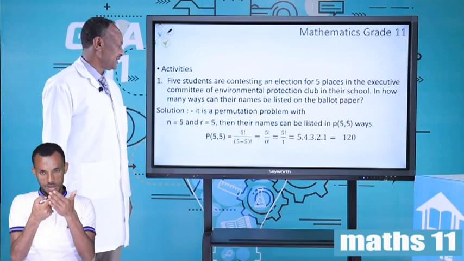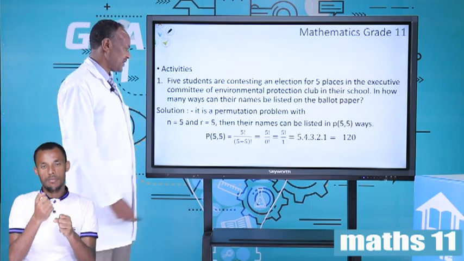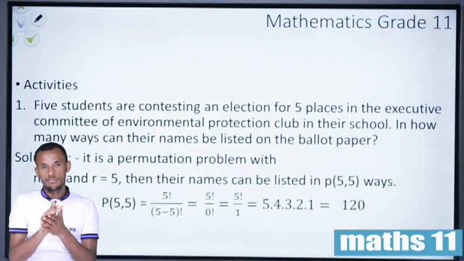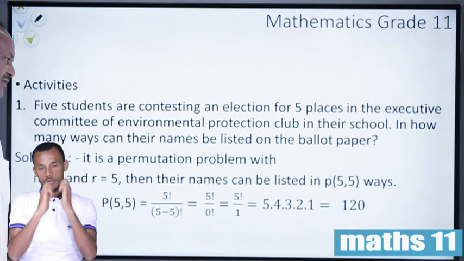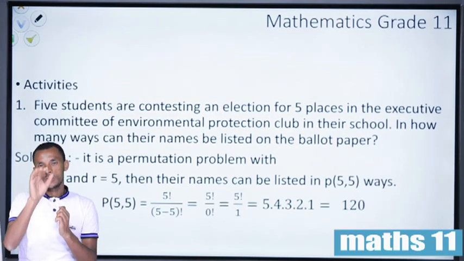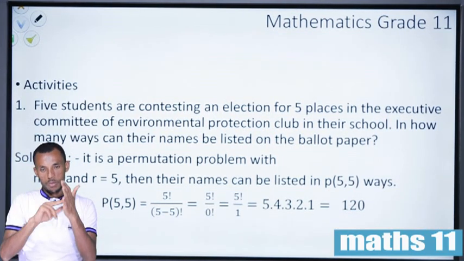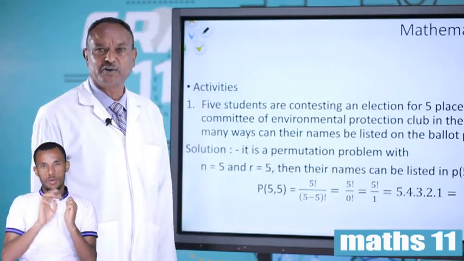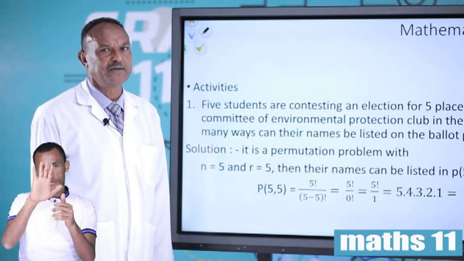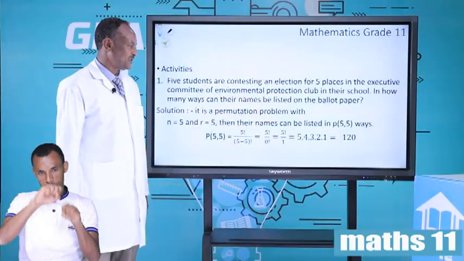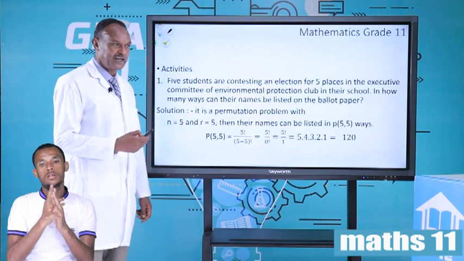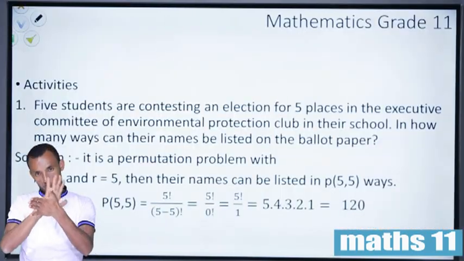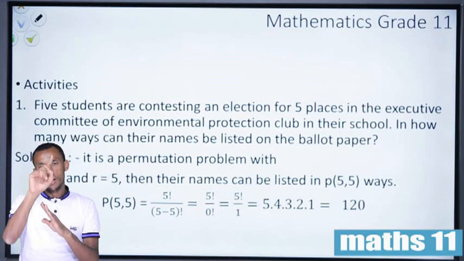So this could be calculated as 5 factorial over 5 minus 5 factorial. When this is evaluated, 5 factorial over 0 factorial, which means 1, as we have defined before. When this is evaluated, you have the product of the first 5 natural numbers. So the answer is equal to 120. We can list the names of 5 people on a ballot paper in 120 different ways.